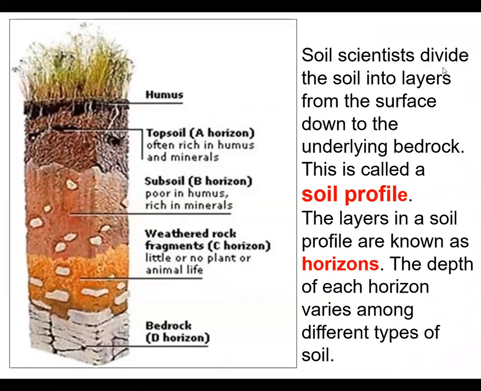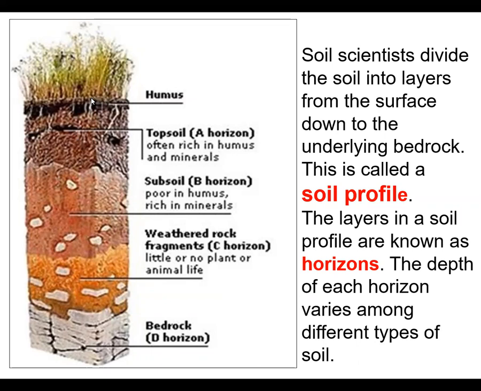Soil scientists divide the soil into layers from the surface down to the underlying bedrock. This is called the soil profile. The layers in a soil profile are called horizons. So we have these horizons here: topsoil, subsoil, weathered rock fragments, bedrock. The topsoil is also known as the A horizon, subsoil as the B horizon, weathered rock fragments as the C horizon, and the bedrock as the D horizon.